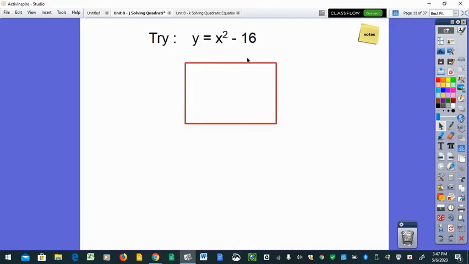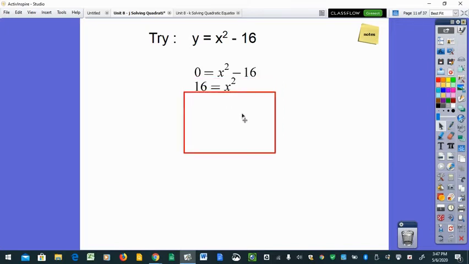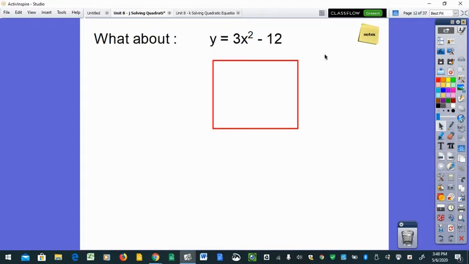So let's try another one. y equals x squared minus 16. We're going to solve this for x, but the first thing we need to do is, since we have two variables in there, we're going to substitute. We're going to take out the y and put in 0, which represents the x-axis. And now we're going to solve this quadratic equation. We're going to add 16 to both sides, and then we're going to take the square root and we get plus or minus 4. And again, these 2 points, (4, 0) and (negative 4, 0), will be the points on the x-axis where the parabola intersects.